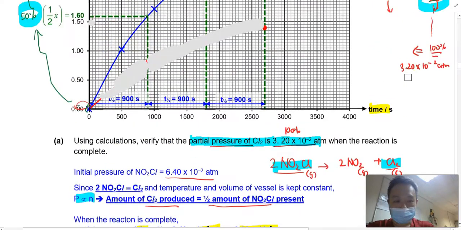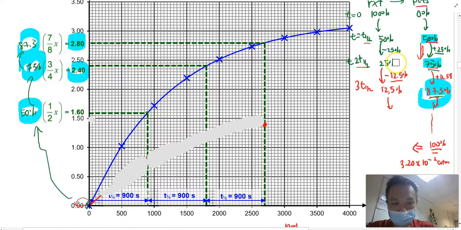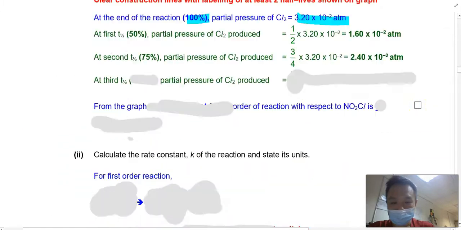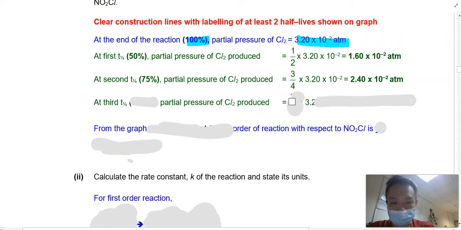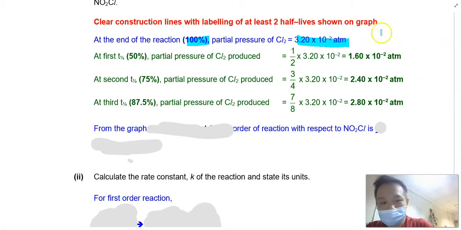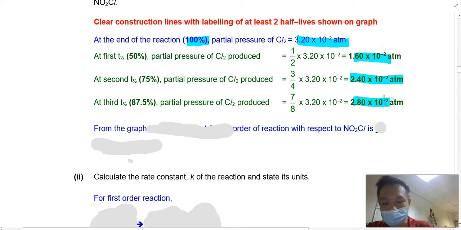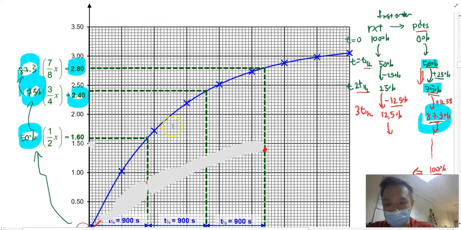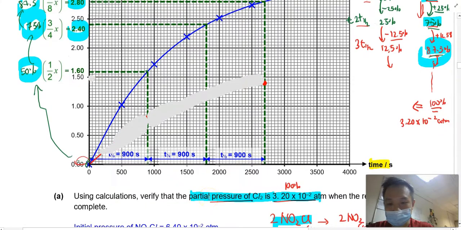Okay, third T half. From 25% for reactants, it will drop to 12.5 because of halving it, right? So the decrease is 12.5%. The products will therefore add correspondingly 12.5%, you get 87.5%. So 87.5% of 3.2 times 10 to the power minus 2, you get 2.8 times 10 to the power minus 2. And these are the numbers that I will draw on my graph to show my T half constructions. And so far?